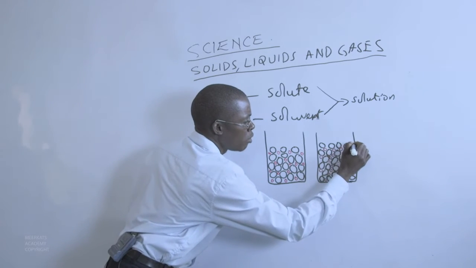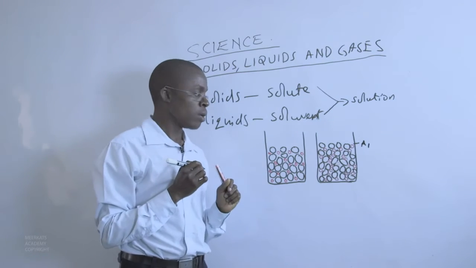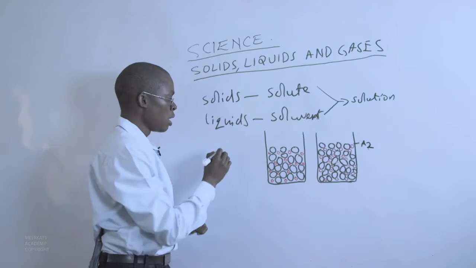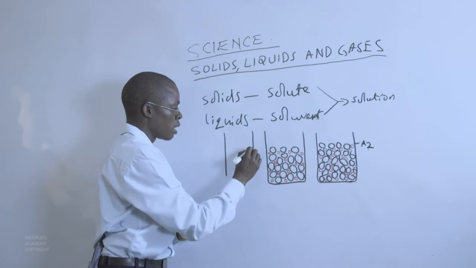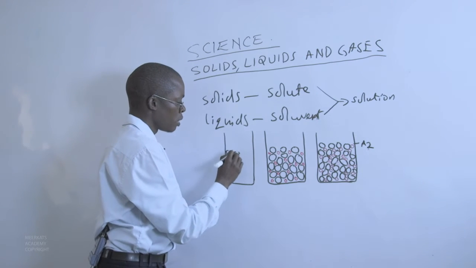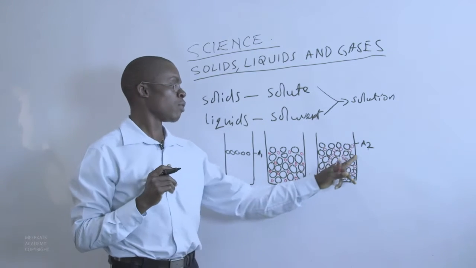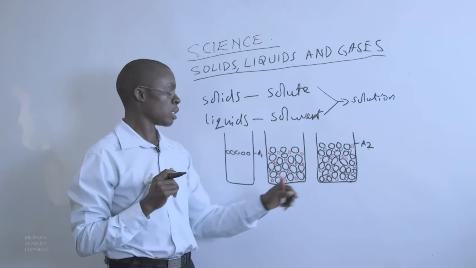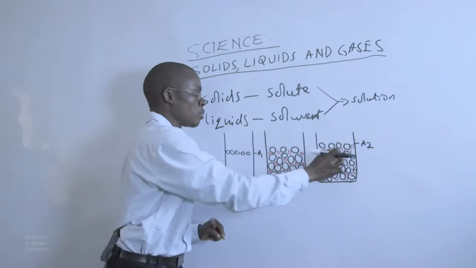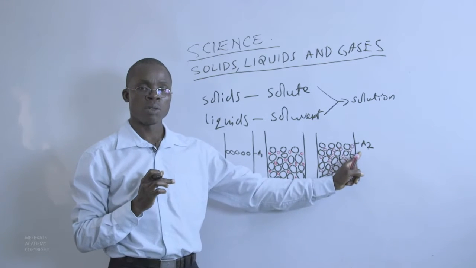So if the original volume was A1, before addition of the solute, and now this is the final volume after we have added in the solute, which we will call A2. Comparing these two volumes, you will discover that A1 will be slightly lower than A2.